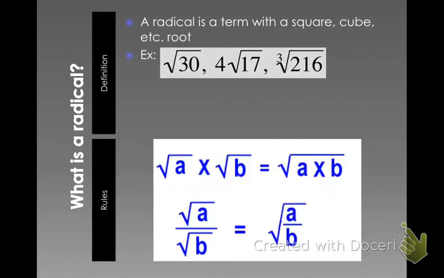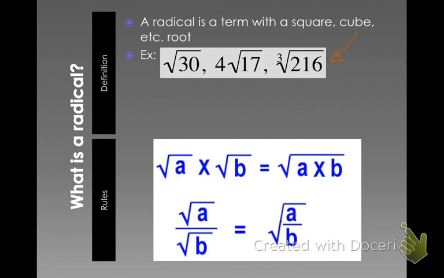A radical is anything that has a square, cube, or etc. root. Most of the time that you've used these, you've done square roots, which are the opposite of squaring something. A cube root is the opposite of cubing something, or raising it to the third power, and the cube root is this last one over here.